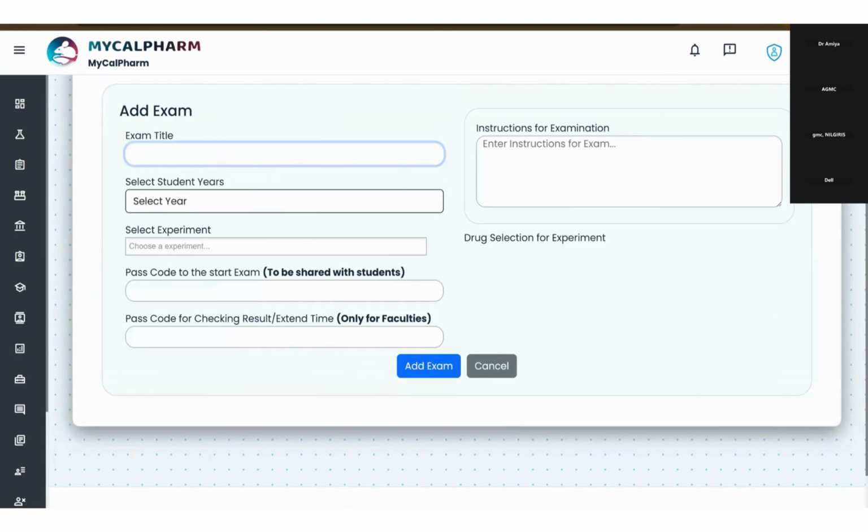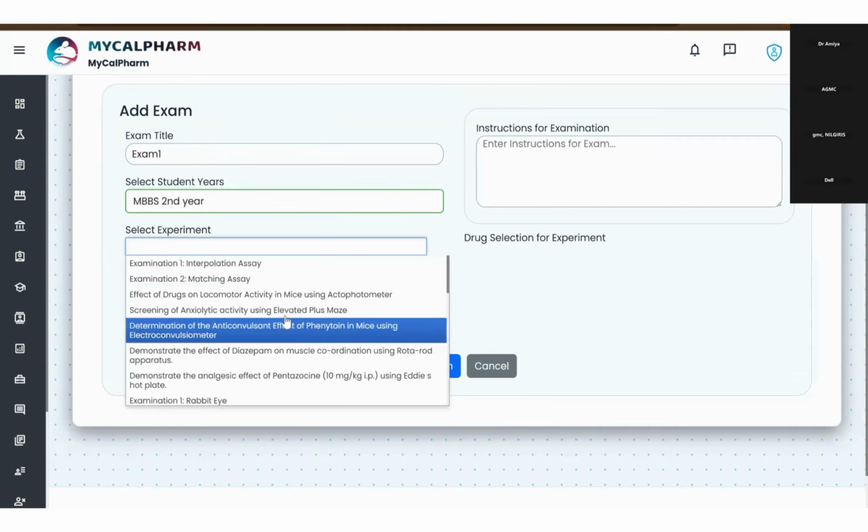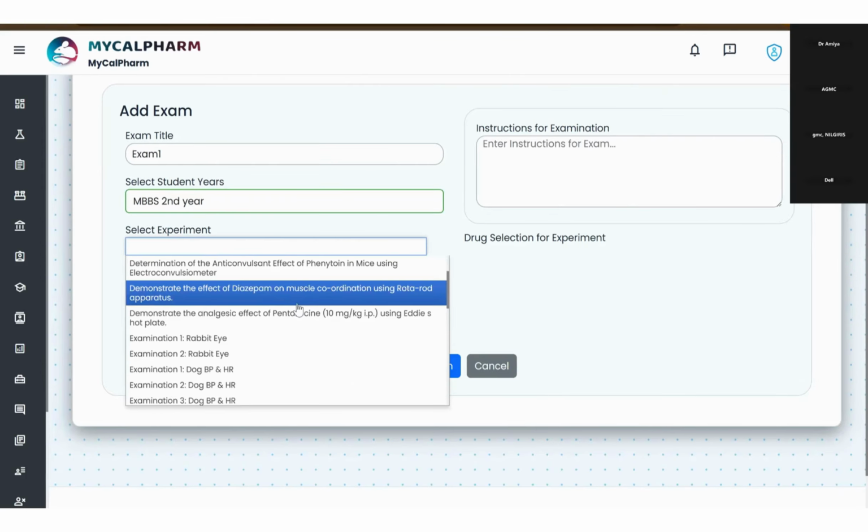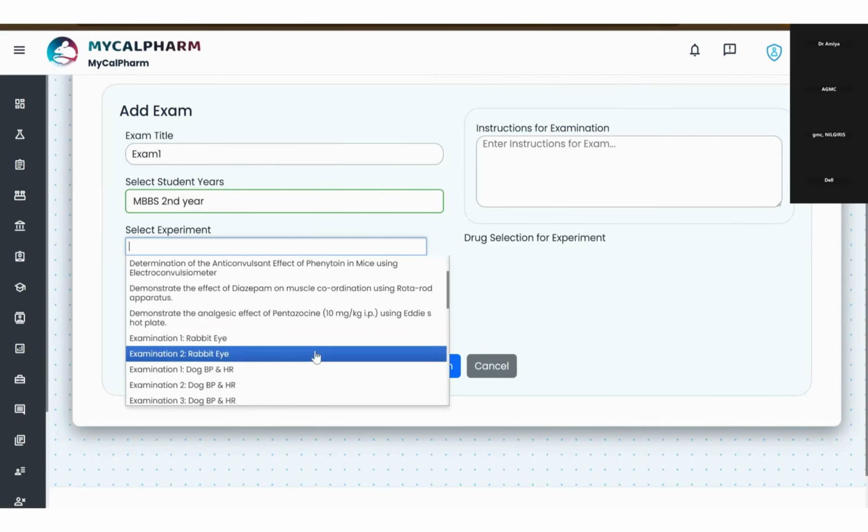Here we just have to give the name of the examination, exam one, or any sessional exam, any exam name you want to give. Student year, from here we just have to select, let it be MBBS second year. Name of the experiment, which experiment schedule you want to give for examination.